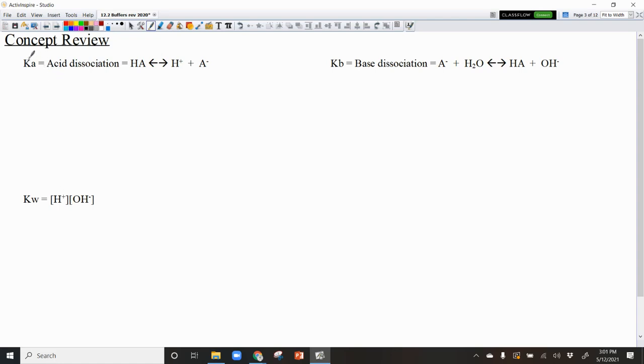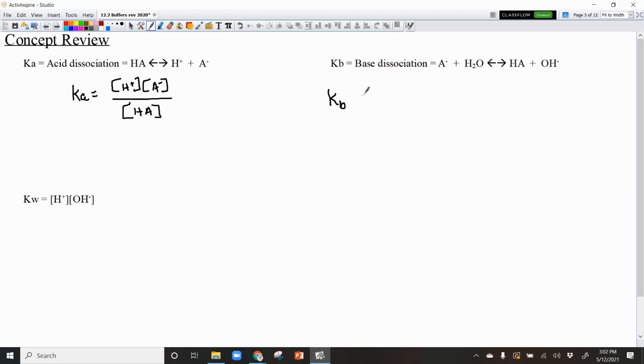Ka is the dissociation constant for an acid. And it's when we have an acid, HA, and A is just any anion that's combined with the H. When it dissociates, it leaves H and A. So if we were to write this dissociation constant, Ka, that's going to be equal to the concentration of the products over the concentration of the reactants. So we have the concentration of H times the concentration of A over the concentration of HA.